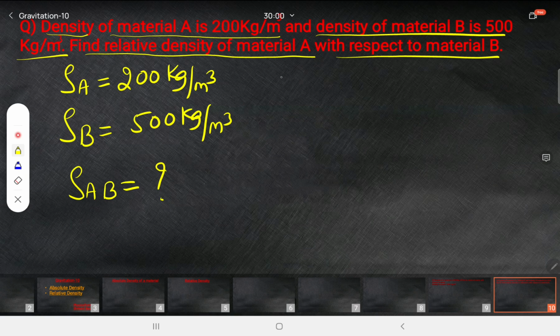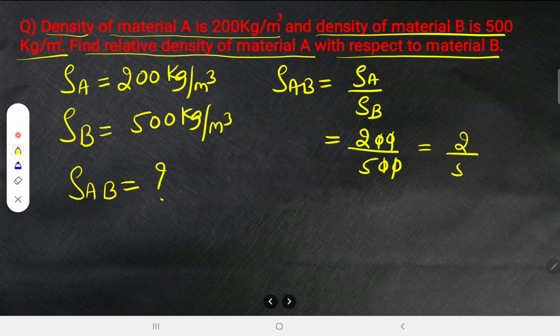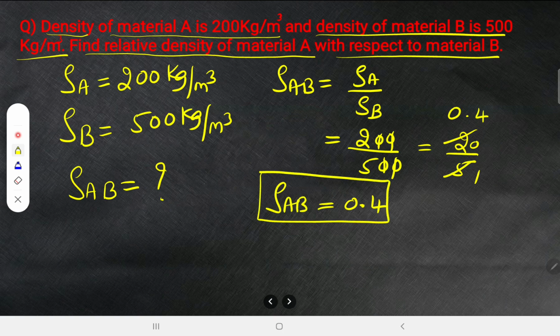Now what is the formula for rho AB? Rho AB is equal to rho A divided by rho B. What is the value of rho A? Rho A is 200 and rho B is 500. The zeros cancel. So what is the answer coming here? 2 by 5. 2 by 5 means 5 ones are 5, 0.4. So the value is 0.4. Alright, so relative density of material A with respect to material B is 0.4.